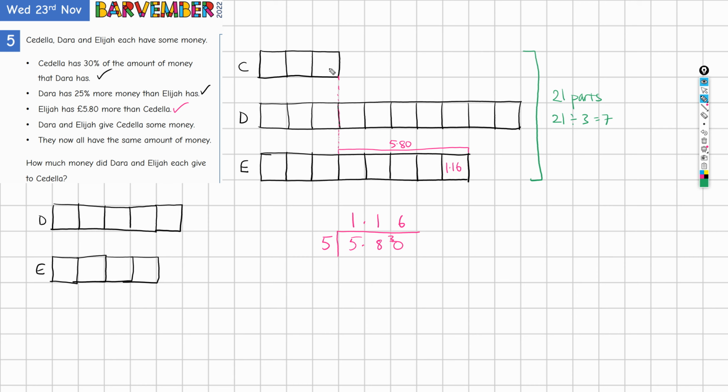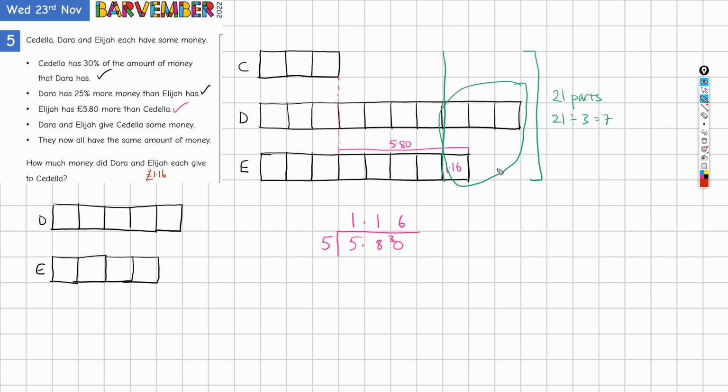Cedella has 3. Let's see where we need to go to get 7. So 4, 5, 6, 7. So they're all going to have up to there. Now we can see that Cedella is lacking 1, 2, 3, 4 parts, as she needs to get 4 parts. And here we can see where those 4 parts are coming from. So there's going to be 3 from Dara and 1 from Elijah. And I've already marked in how much Elijah's 1 part is worth. That's £1.16, so I can write that in here.